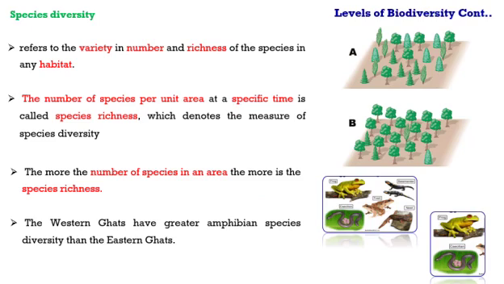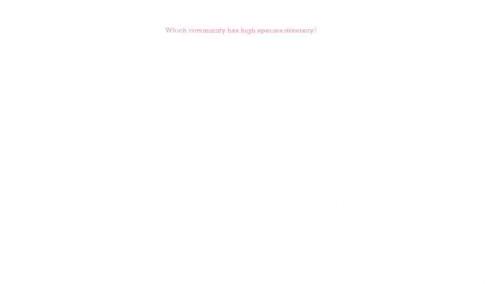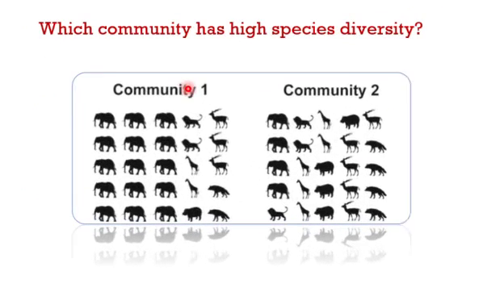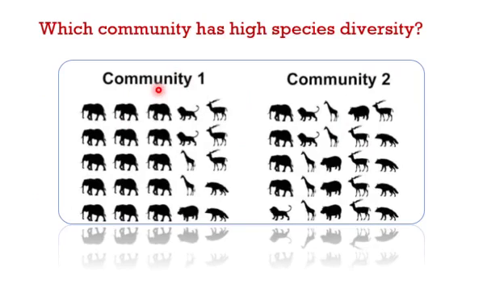Now let's go and see a few examples. So look at this picture. Which community might have high species diversity? It is a question which you will have to answer me personally, and tell me whether community 1 or community 2 has high species diversity. Remember what I told you about species diversity. Remember what species evenness is.